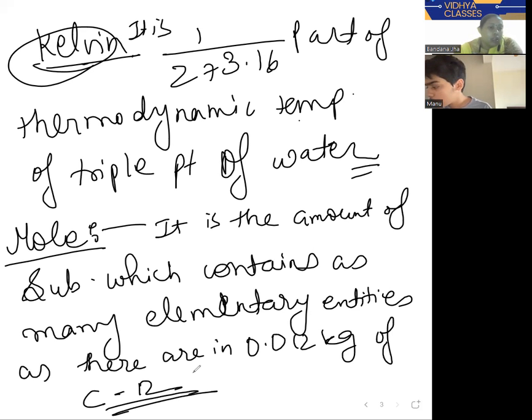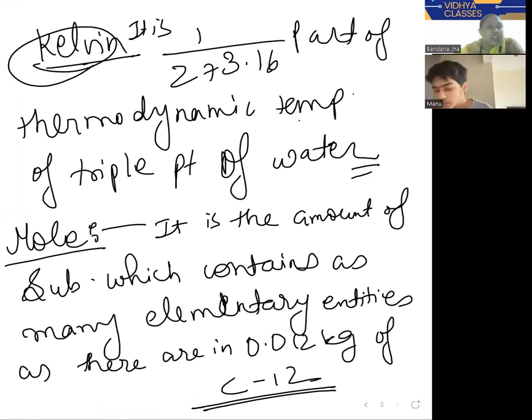Wait one second, ma'am. I'm still waiting on entities as there are in 0.012 kg. And ma'am, C12 stands for carbon 12, like at the bottom? Yes, I have written it like that. C12 is a standard element that we have taken in our chemistry. Write it down.